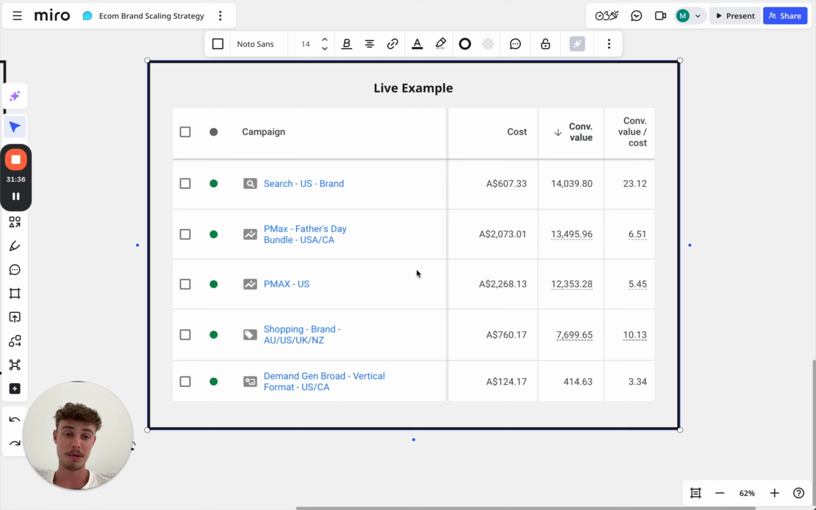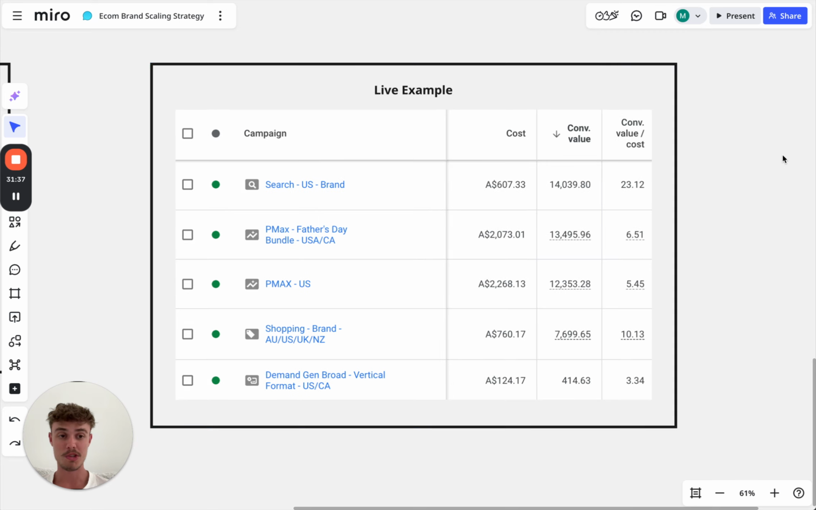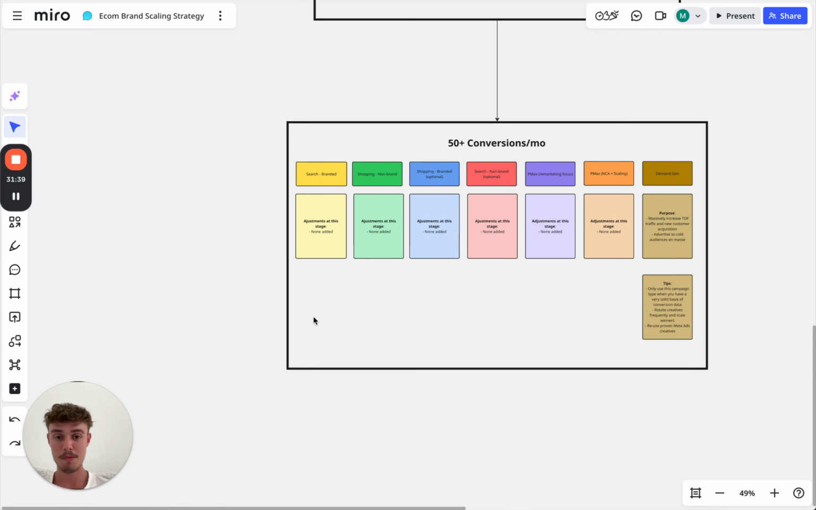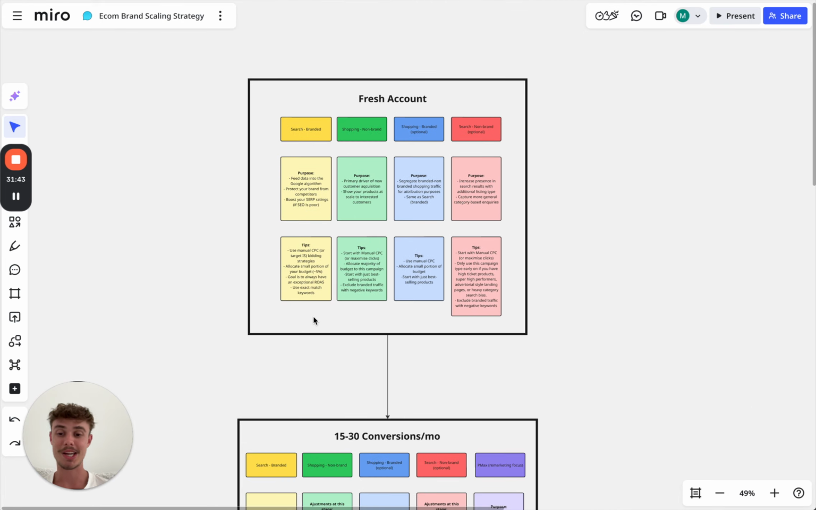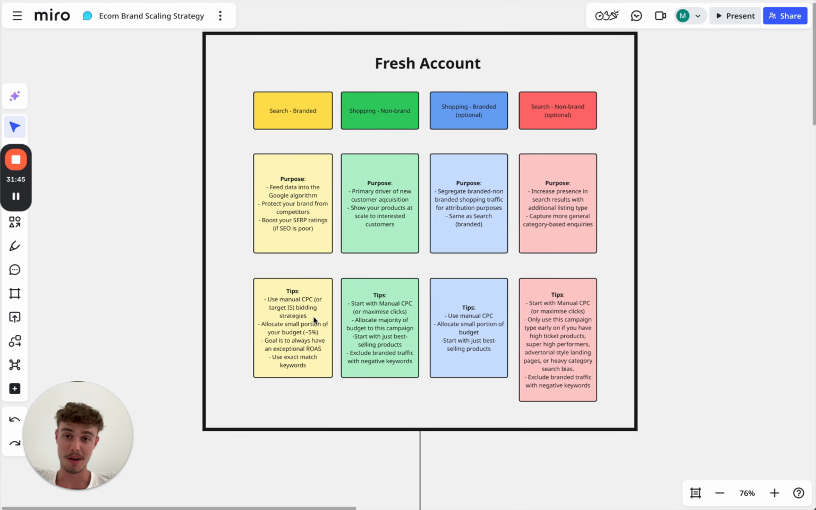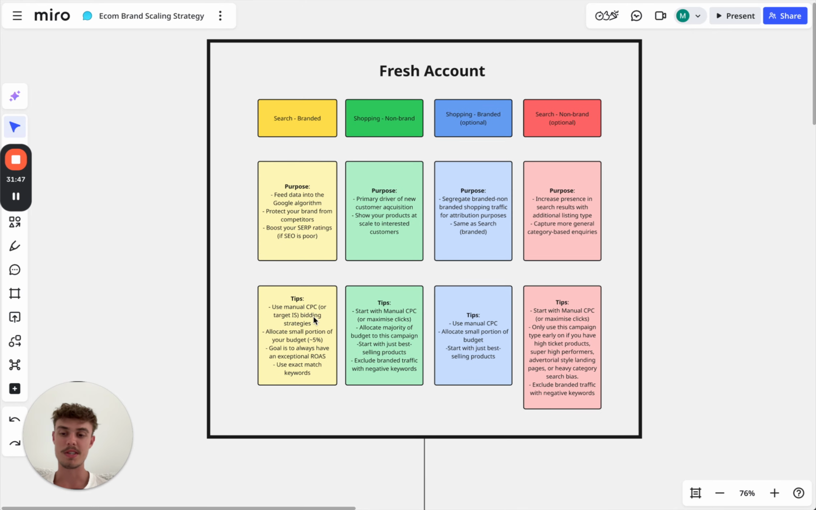So that's a live example of exactly how I deploy the structure in accounts. And I hope you found this video helpful, because I truly have broken down my entire account structure here. There's not a single thing I've hidden. Obviously, there's some details on setting up the campaigns themselves that I haven't covered in this video. However, you can probably find it in my old videos.